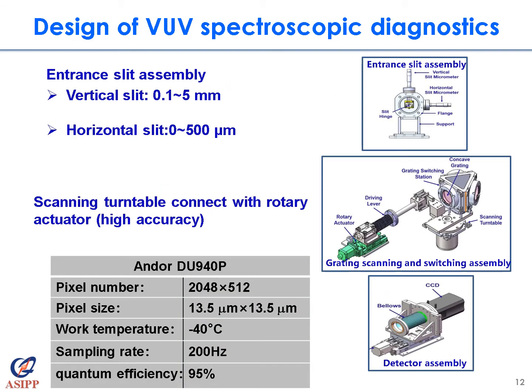And then there are two types of slit in the entrance slit assembly. The vertical slits and the horizontal slits are used for space resolution and spectral resolution separately. And we use the rotary actuator for high accuracy grating scanning. And the Andor DU940P is a very effective VUV detector.